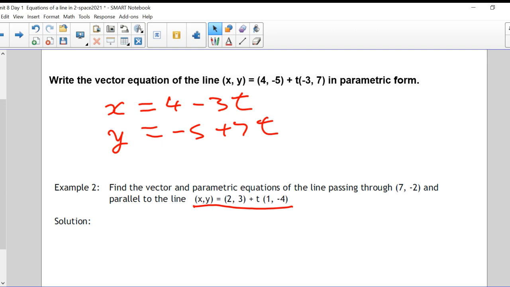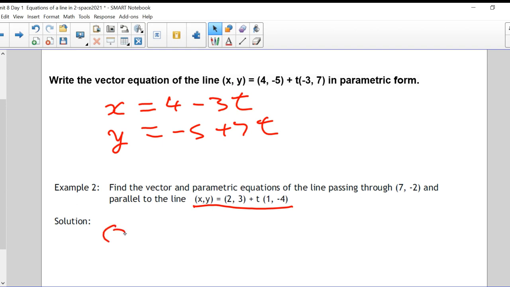Parallel means what to you? They're running in the same direction, right? Yes or no? Does it mean they're running in the same direction? Yes, it does. So if I have a direction vector for this equation, shouldn't I just use the same direction vector for the new equation I'm going to write? Absolutely. That's all it is. Folks, don't overthink this. This is easier than you think.